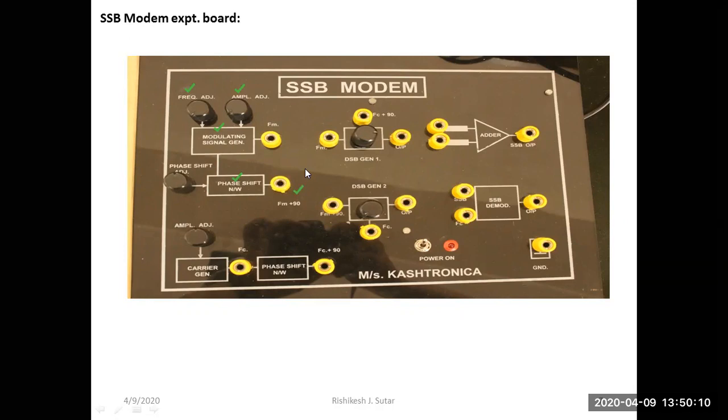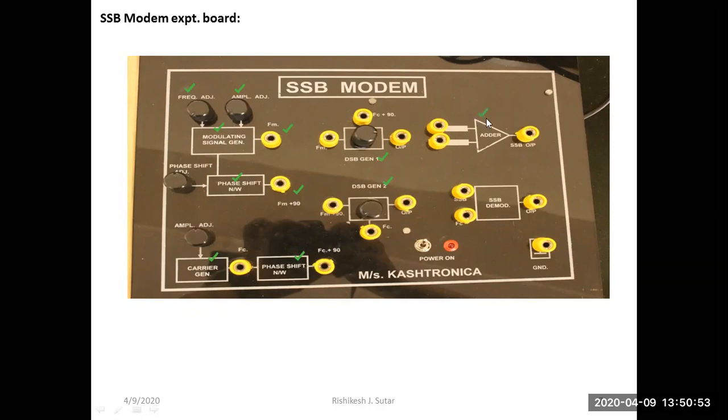Similarly, we can have carrier signal and 90-degree phase shifted carrier signal indicated by FC and FC plus 90 respectively. If you adjust the 90-degree phase shift between FM and FM plus 90, then the corresponding 90-degree phase shift between FC and FC plus 90 will get automatically adjusted. Then we have DSBSC generator 1 section in which we'll perform the first multiplication part of the SSB expression. DSBSC generator 2 section will do the second multiplication part of the SSB expression.